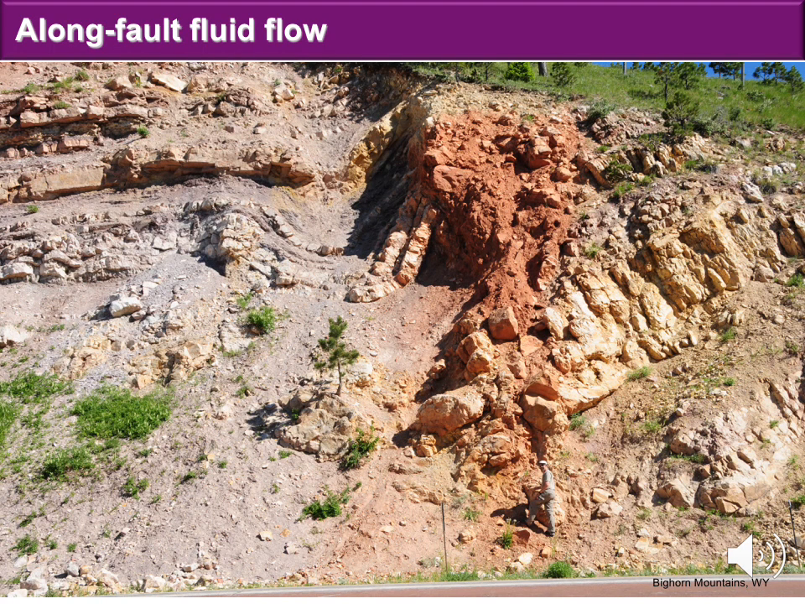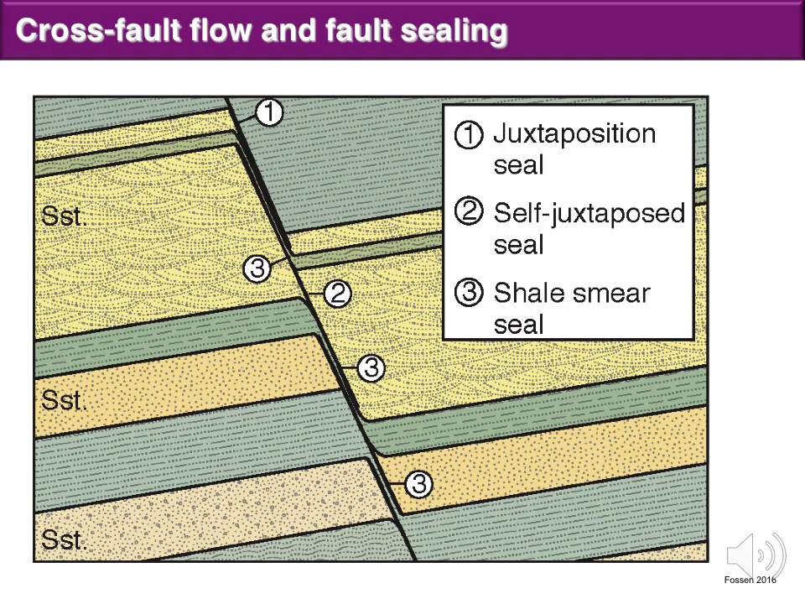There's an example of a fault that has a reddish color, and the reddish color is an indication of fluids depositing, probably hematite or iron oxide in the fault zone. So this is an example of along-fault fluid flow. Then there is cross-fault fluid flow that has to do with the communication within a reservoir. And we talk about sealing and non-sealing faults, and there are different kinds of seals.